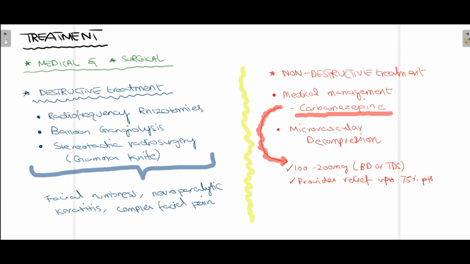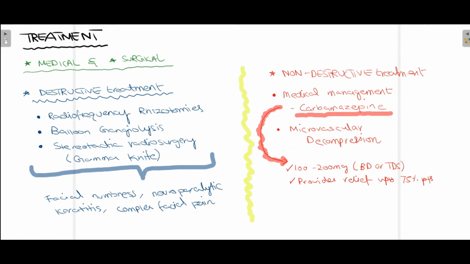On the other hand, in non-destructive treatment, firstly we have medical management. In medical management, the most commonly given medicine to the patient is carbamazepine. Carbamazepine is given in a 100 to 200 mg dose, BD, that is twice a day, and TDS, that is thrice a day. This provides relief to most of the patients, up to 75%. They report that after taking carbamazepine, most of the symptoms have been relieved. And the second non-destructive treatment is microvascular decompression.